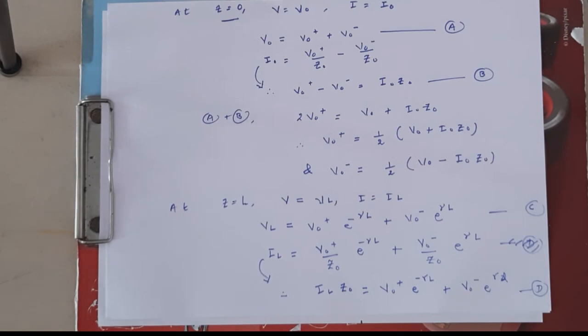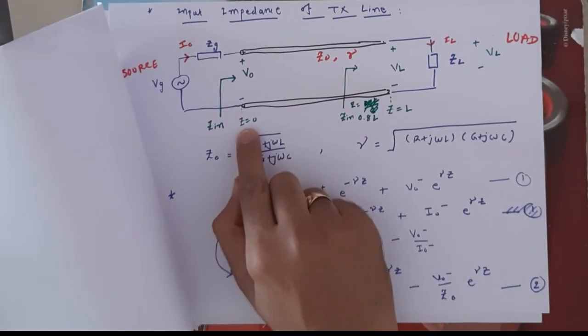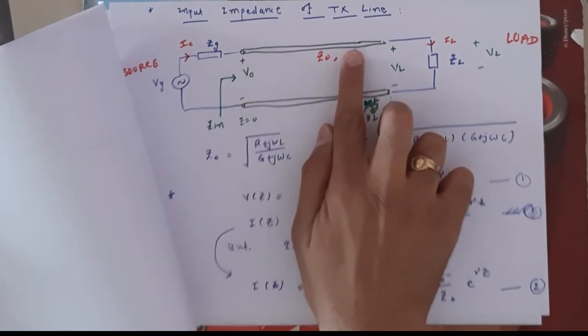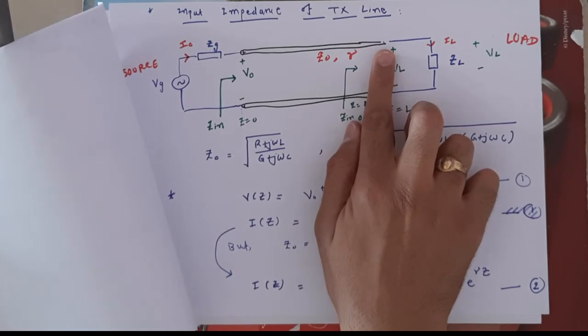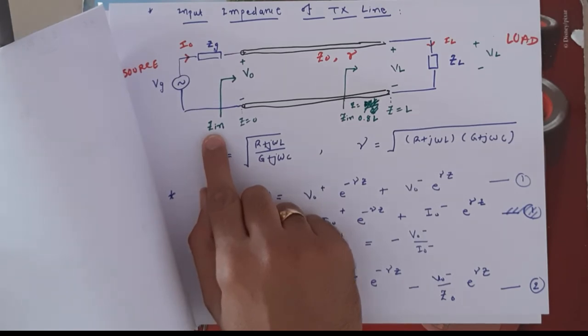If you do the addition, we have to find out the value of V0 plus and V0 minus at each and every point, at Z equals 0 and at Z equals L. At each and every point on the transmission line we have to find the value of V0 plus and V0 minus, because ultimately we have to find the input impedance, and we know impedance is equal to V by I. So that is why it is required to find V0 plus and I0 plus, or V0 minus and I0 minus.